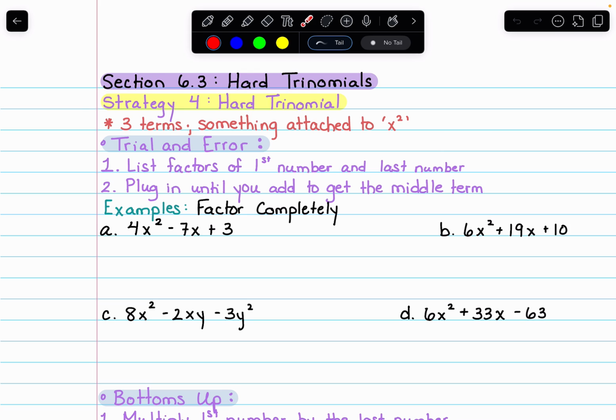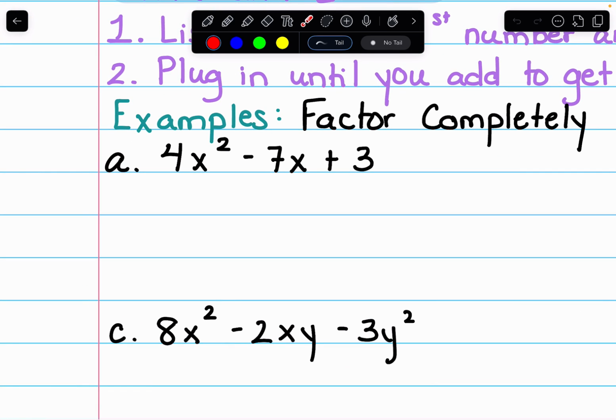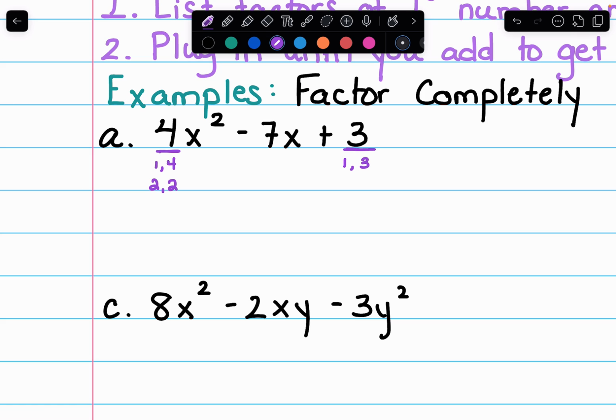The steps here are a list of factors of the first number and the last number. You're going to trial and error it. You're going to plug it in until you add to get the middle term. So if we're looking at this problem, we can no longer do this, okay? Because we have to multiply right here and get 4x squared. So we have to list the factors of 4, which are 1 and 4, 2 and 2, and the factors of 3. We have to choose a pair of those, plug them in, multiply them, add them down, and get 7. That's why it's more difficult.